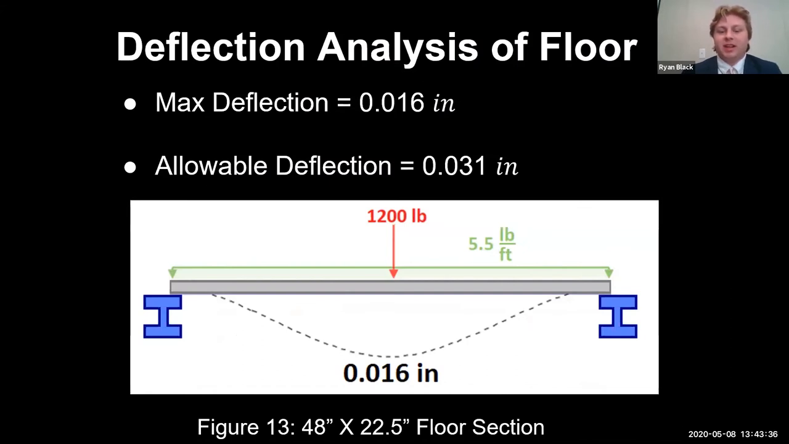As you can see in the figure below, we have a free body diagram of the diamond plated aluminum flooring. Once again, we have a 1,200 pound point load located at the center of the platform as a worst case loading scenario, and this is simply the weight of the workers. And the 5.5 pounds per foot once again represents the distributed load of the diamond plated aluminum flooring. Using this figure, we were able to calculate the max deflection of any one of those unsupported squares located on our platform. That maximum deflection was equal to 0.016 inches, which is very well within our allowable deflection given by Aerojet of 0.031 inches.